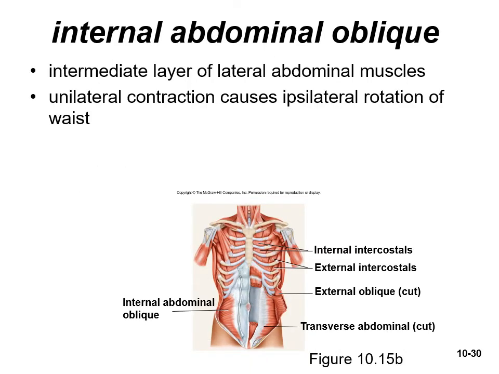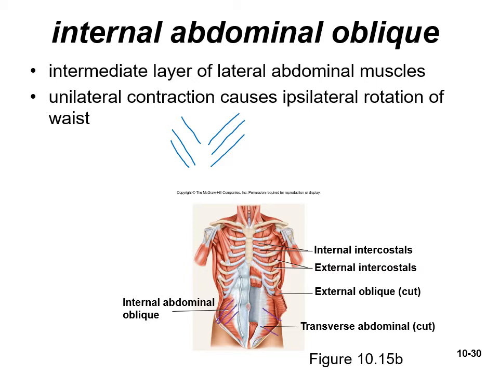The internal abdominal obliques are the intermediate layer of the lateral abdominal muscles. They are just deep to the external abdominal oblique muscles, and they also aid in rotation of the torso. So as I mentioned, the external abdominal obliques make a V. The internal ones make an A.